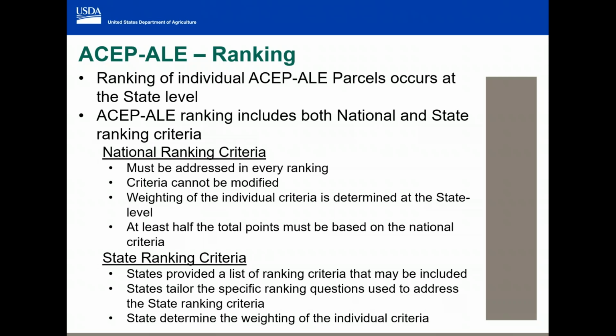Then the companion piece to that are state ranking criteria, also provided in the interim rule. You can see the list there of the ranking criteria that the states can then again develop tailored ranking questions based on questions that best address those criteria for the states, and similarly set the weighting of those individual criteria. So that is how the ranking worksheets themselves, the series of questions that get asked to prioritize the various projects, are set up at the state level.